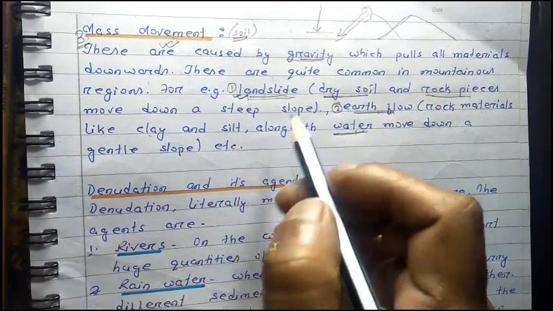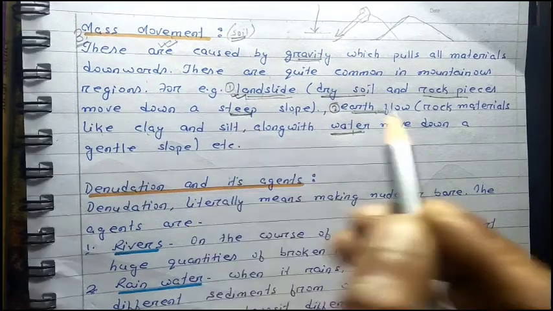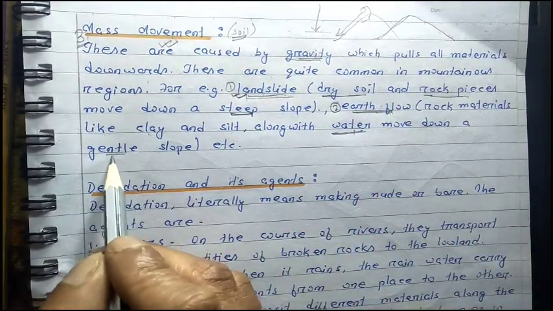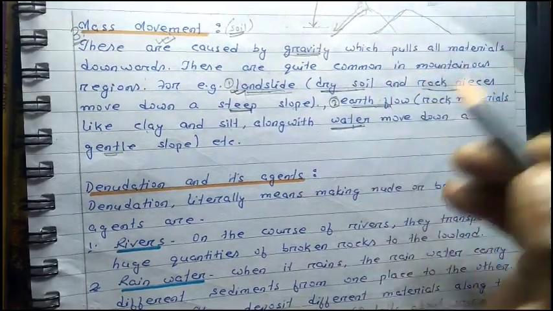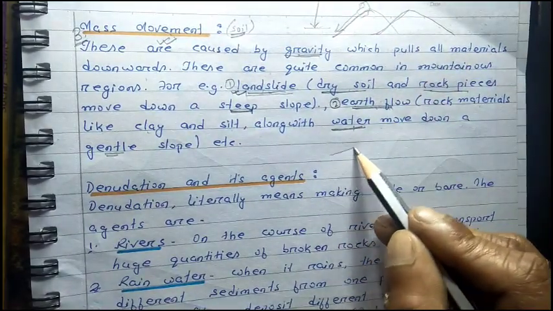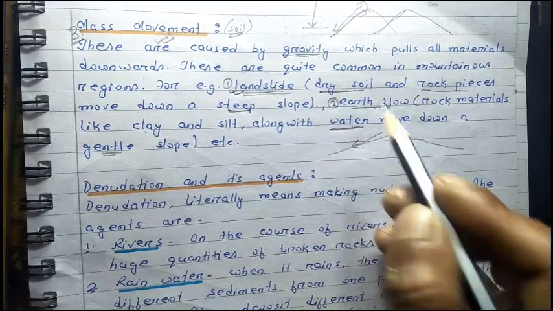One more thing you need to understand, landslide comes down the steep slope, but earth flow comes down the gentle slope. That means landslide, you can see it is steep, but earth flow will be a gentle slope, like that. You can see slowly it will come down. That is known as earth flow.